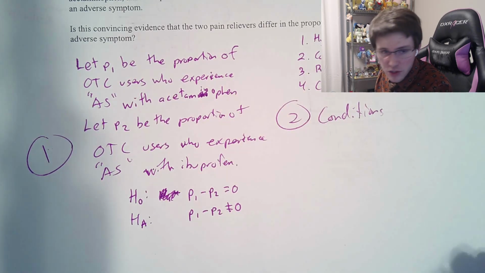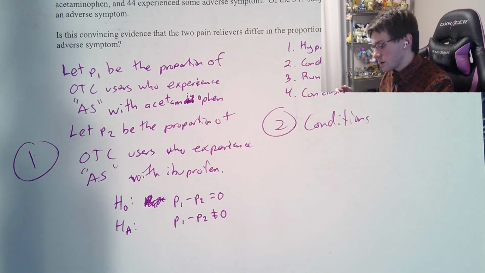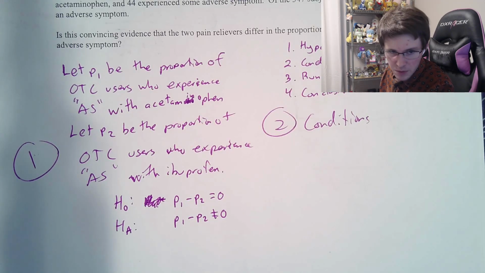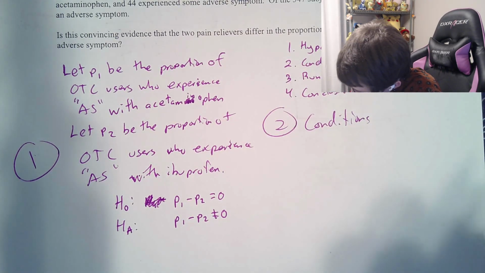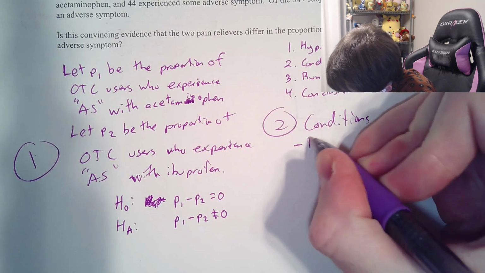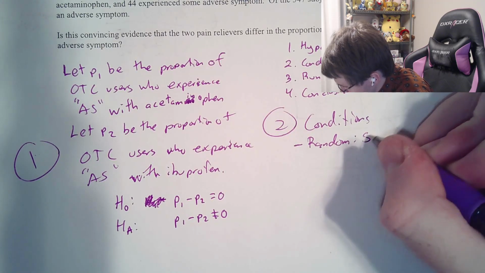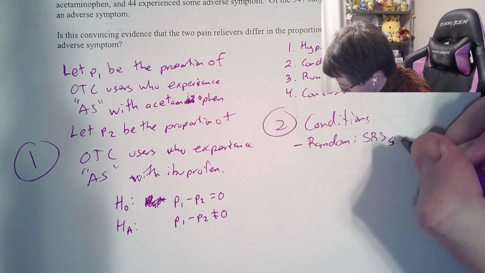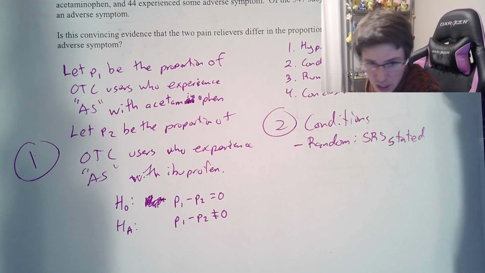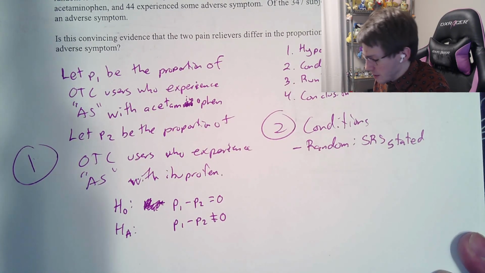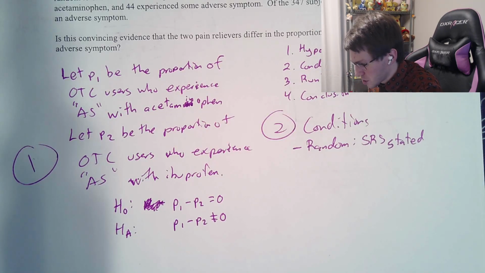So your conditions for these ones are your simple random sample for all of these, and you could simply say the same exact thing on all of these: SRS stated. That is fine. You do not need a complete sentence or anything fancy with that. It needs to be stated somewhere in the question, and it was. Yeah, it was randomly assigned.